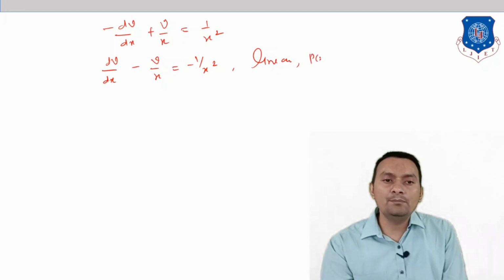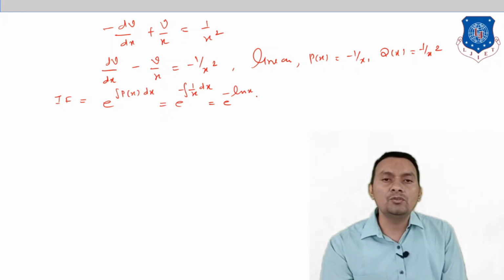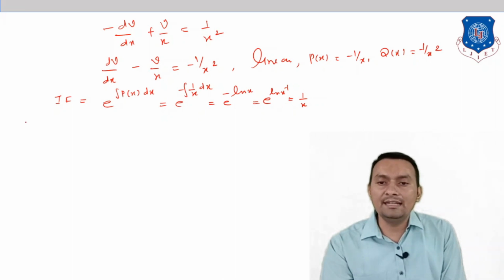So we have that P of x is nothing but minus 1 by x and Q of x is nothing but minus 1 divided by x square. Therefore the integrating factor is e raised to the integration of P of x dx. Here P of x is minus times 1 by x dx. So whenever you do the integration, you will get e raised to minus ln x. So this is e raised to ln of x raised to minus 1. So you will get 1 divided by x, and that is our integrating factor.